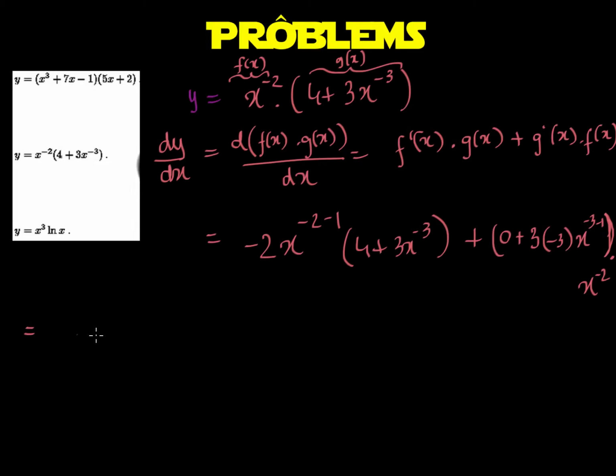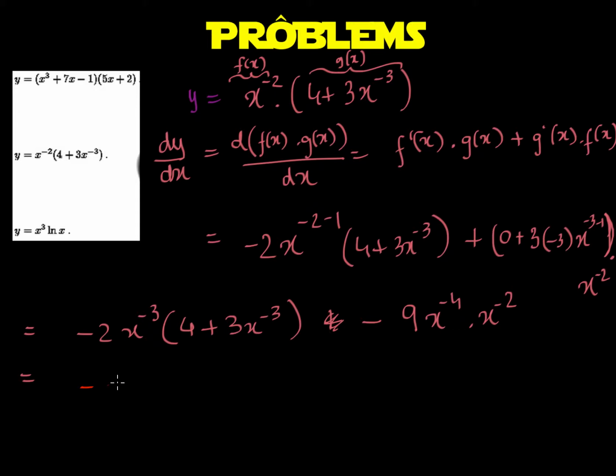So we have minus 2 x to the minus 3 times 4 plus 3 x to the minus 3, plus or minus 9 x to the minus 4 times x to the minus 2. And the final answer is minus 2x to the minus 3, 4 plus 3x to the minus 3, minus 9x to the minus 6. And this should be the final answer.